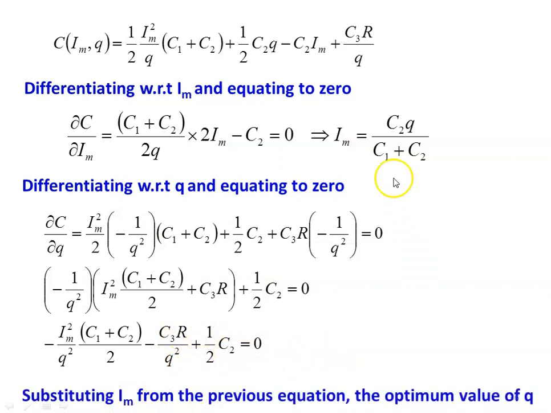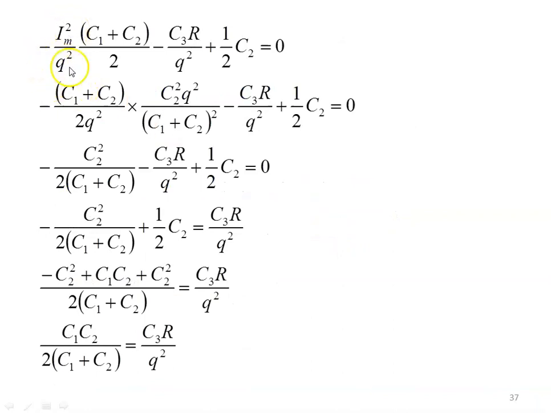Now, substituting the IM value from the previous equation in this equation, we will get the optimum value of Q. So, minus IM square by Q square into C1 plus C2 divided by 2, minus C3 R by Q square, plus 1 by 2 C2 equal to 0. Substituting for IM square, IM square equal to C2 square Q square by C1 plus C2 whole square, Q square cancels, one C1 plus C2 cancels, and this becomes minus C2 square by 2 into C1 plus C2, minus C3 R by Q square, plus 1 by 2 C2 equal to 0.